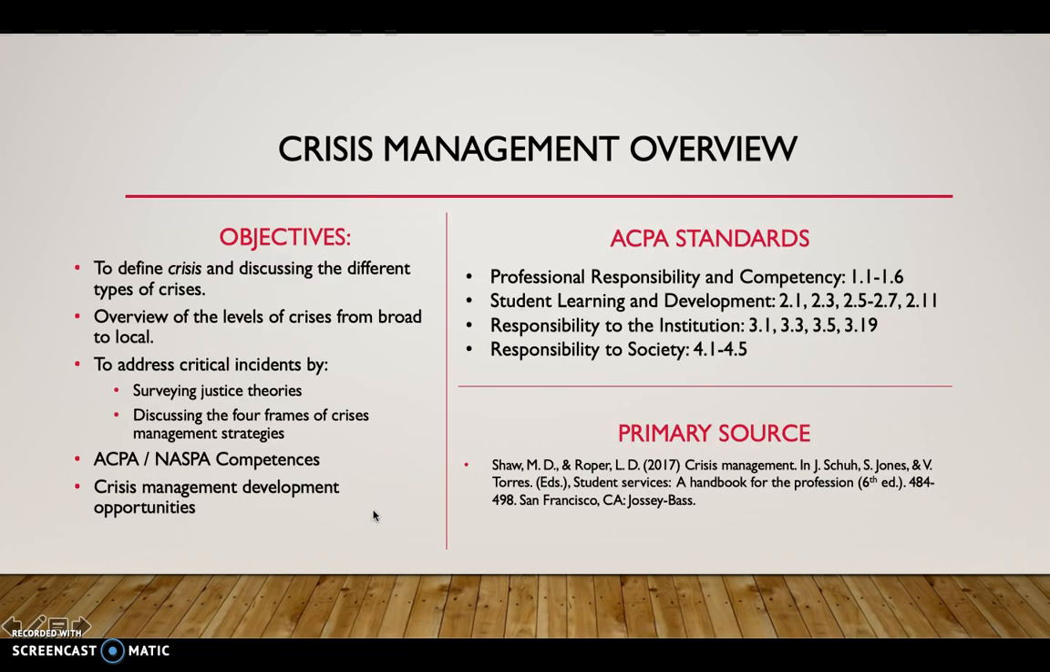So the objective is to define crisis and discuss the different types of crises, to give an overview of the levels of crises from broad to local, to address critical incidents by surveying justice theories, and to discuss the four frames of crisis management strategies per the book. In addition, I will also be discussing ACPA and NASPA competencies, as well as some crisis management development opportunities. This presentation follows the ACPA standards listed here, and the primary source is the textbook, of course, Chapter 29.